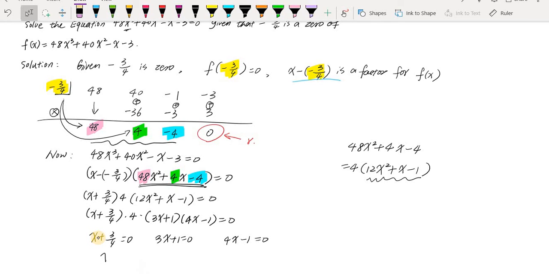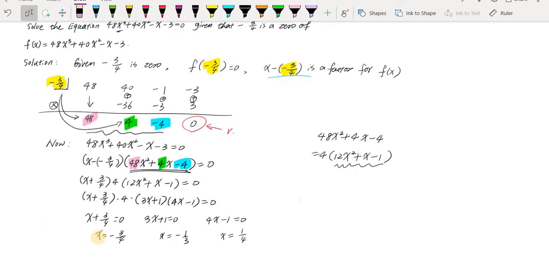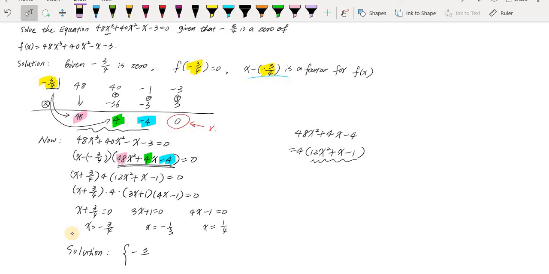So we already know the first piece because this is given to us: x equal to negative 3 over 4. And then we have x equal to negative 1 over 3. We also have x equal to 1 over 4. That is our solution. So I write it down: negative 3 over 4, negative 1/3, and 1 over 4. That is my final solution. Again, don't forget this. Just because it's given to you, you still have to make sure to include that inside your solution.